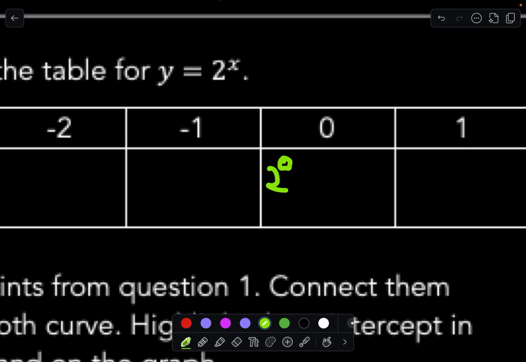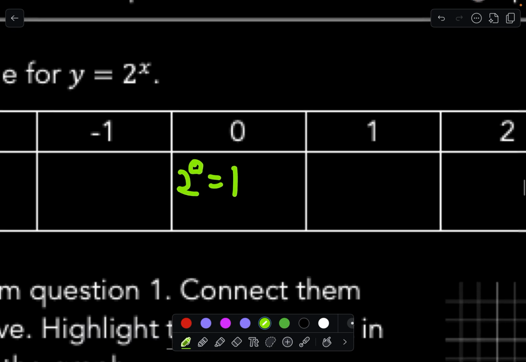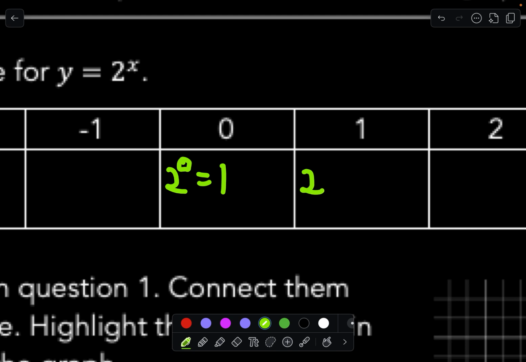So 2 to the 0 is 1. 2 to the first is 2.